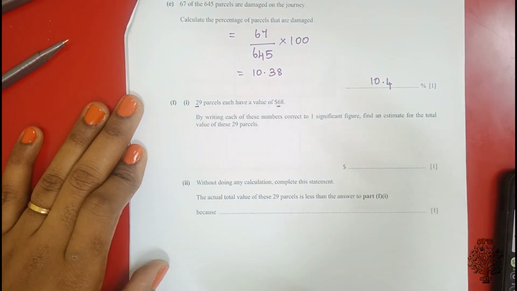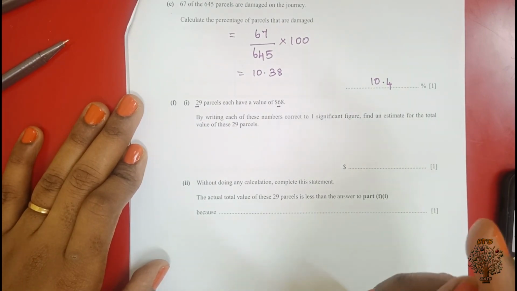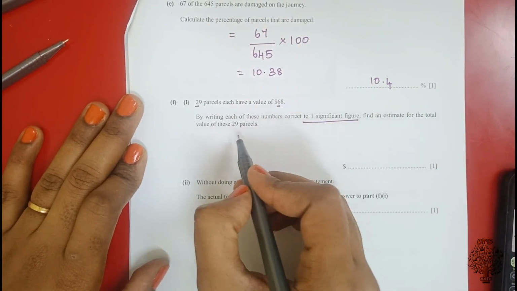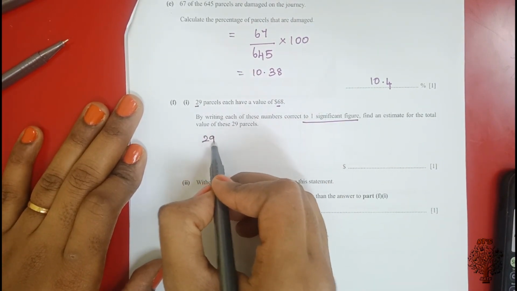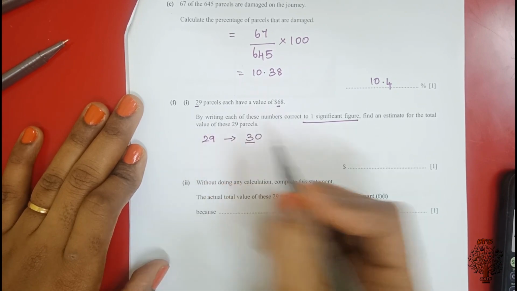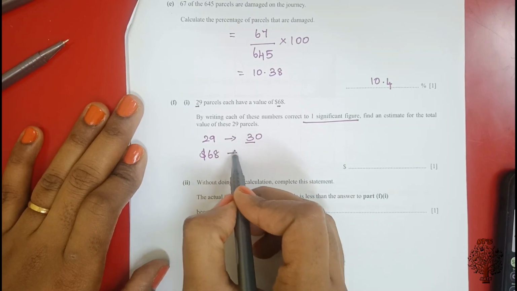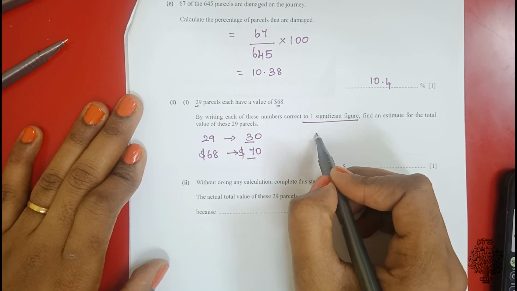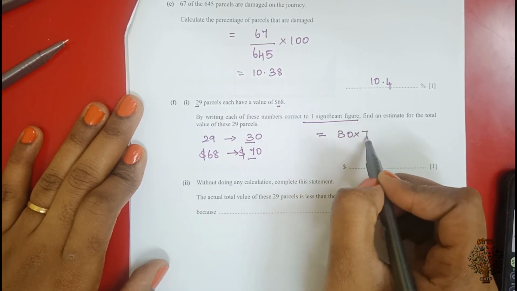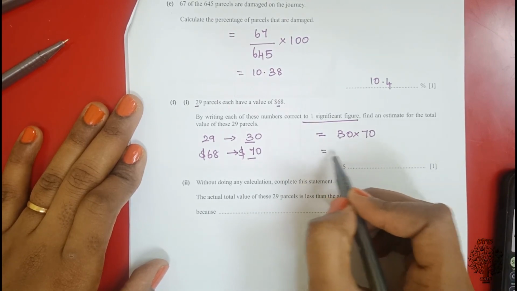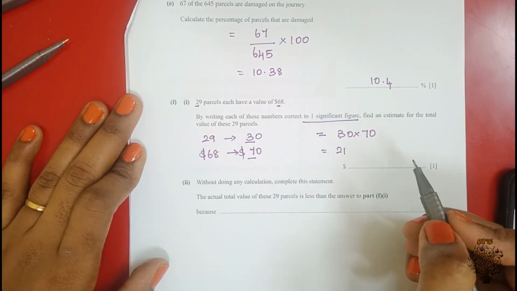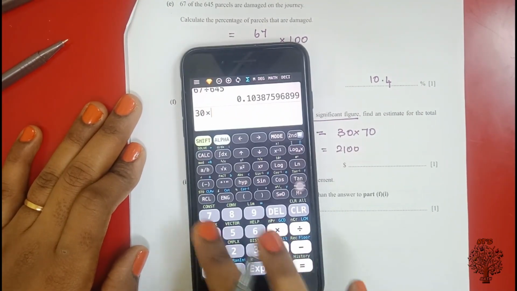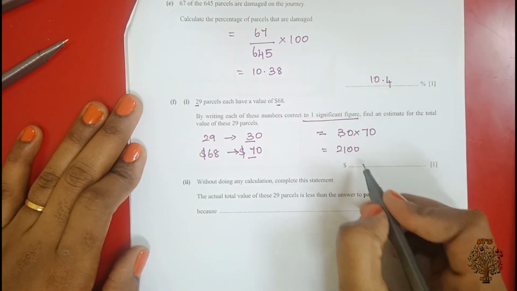Total value means the cost of one, $68, changed to one significant figure. First I am converting 29 parcels to 30, and $68 in terms of one significant figure to $70. Now we need the total amount, which is 30 multiplied with 70. 3 times 7 is 21, and we have 2 zeros, so it gives me 2100. If you want, you can use your calculator and check. $2,100.